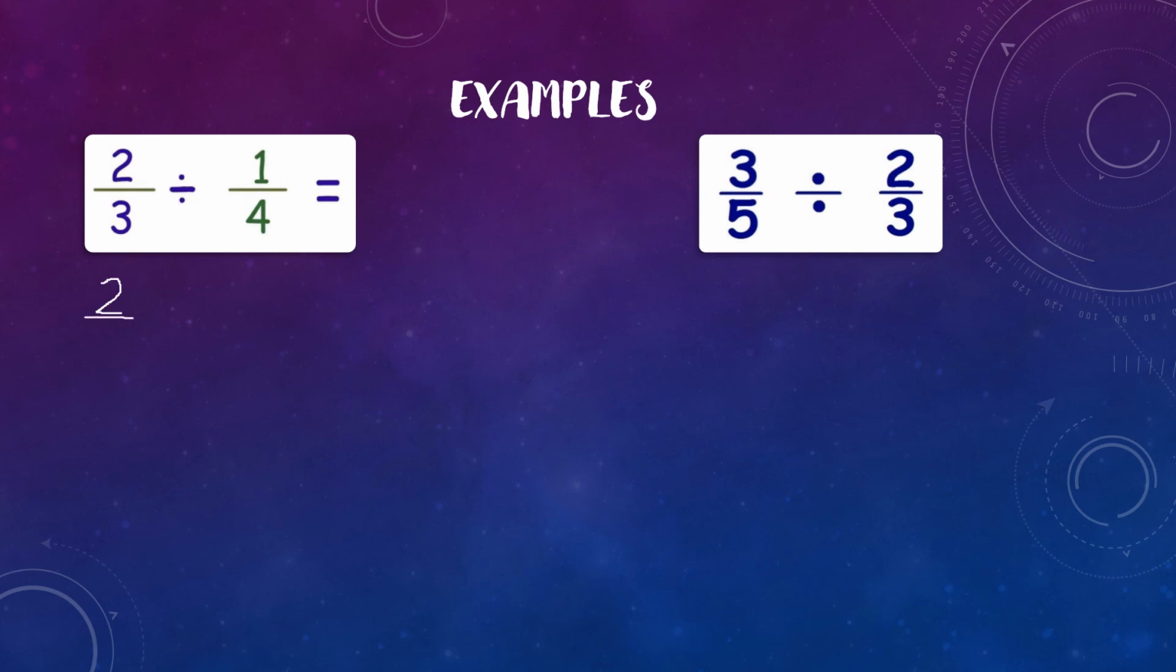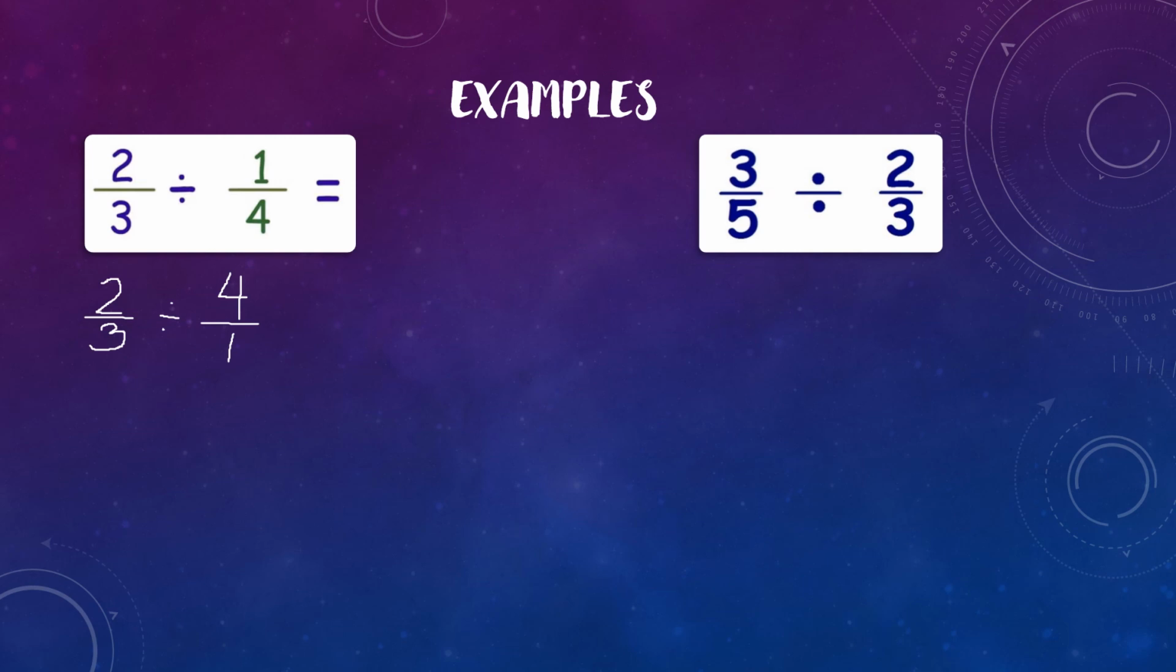So let's go ahead and put our 2/3 exactly as it is. Our division sign. And now with the 1/4, this is where we need to find the reciprocal. So in other words, we're going to flip it. So now the 4, which was the denominator, becomes the numerator, and we're going to put it over 1, which was the numerator, and now it has been changed to the denominator.